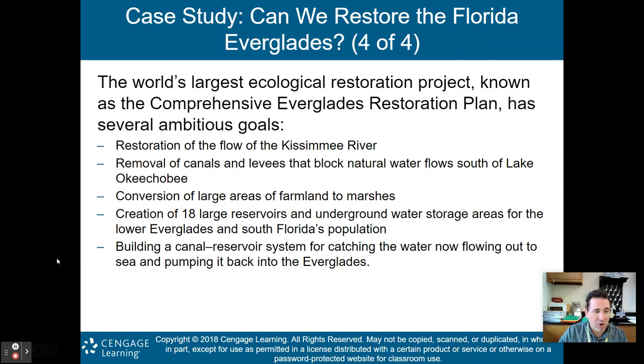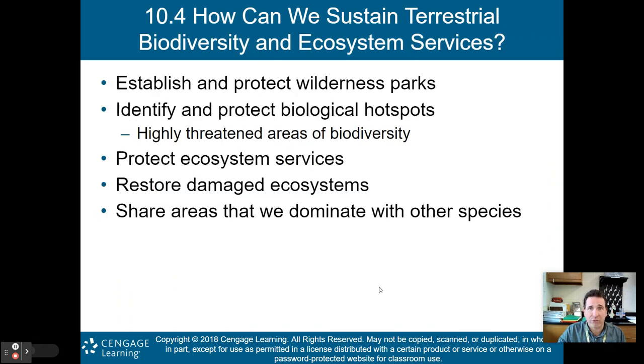and again, that will create more habitat for the biodiversity, the creatures that live there, and hopefully that will slow the rate of biodiversity loss and maybe even reverse it and start to see the biodiversity increase again along the Florida Everglades. So, how can we sustain terrestrial biodiversity and ecosystem services? Well, we just started to talk about that a little bit with the Florida Everglades Restoration Project, and now I'm going to give you some more examples of how this can be done.